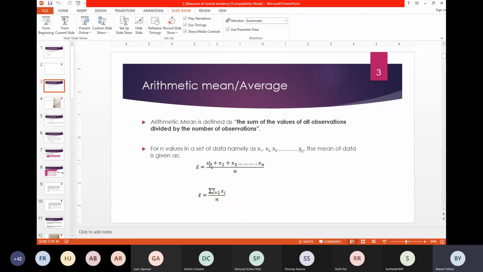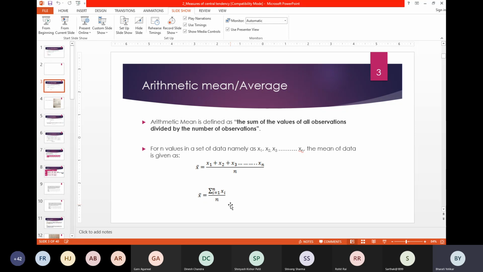This formula: x1, x2, x3 up to xn, so i goes from 1 to n, and you write it like this, divided by n. Is that clear? Have you written this? So this is about the mean.